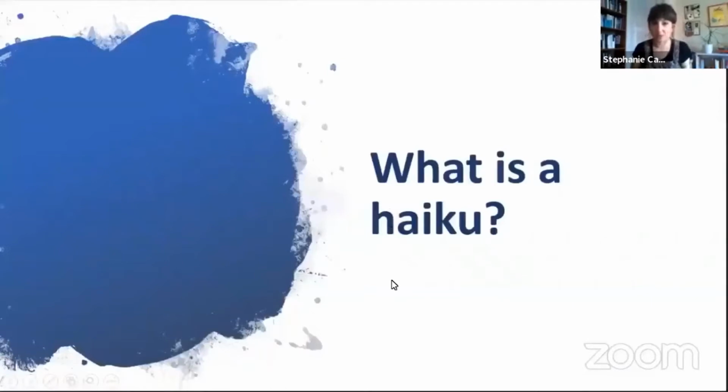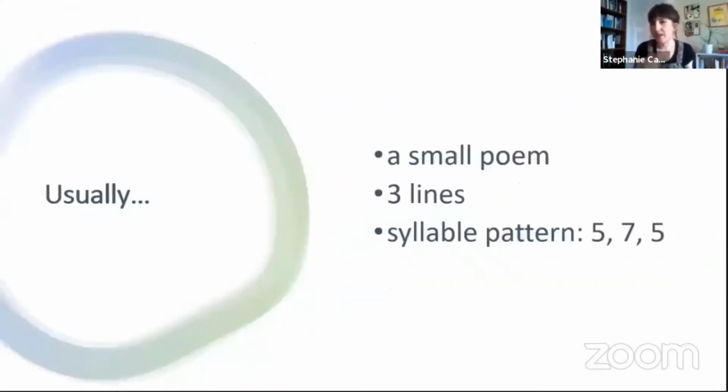So the first question is, what is a haiku? Many of you likely already know a little bit about what a haiku is, but think about what it is that you've learned. I bet that what you know is that it's a very small poem, usually just 3 lines, and it follows a syllable pattern. That means you can count the number of sounds in each line, and you probably know that it goes 5, 7, 5. So 5 syllables in the first line, 7 in the second line, and 5 in the third line.